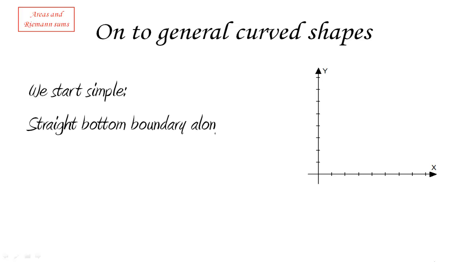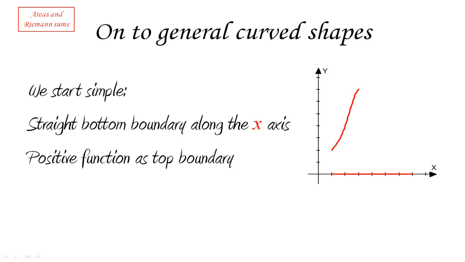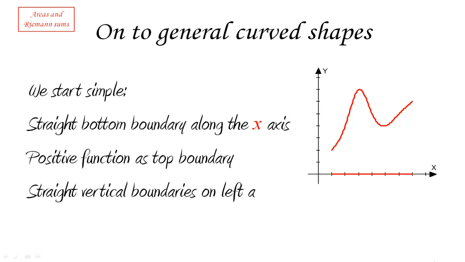For instance, we're going to look at a region whose bottom is straight and along the x-axis. Also, we're going to assume that the top is some positive function, so it looks like that. And we're going to assume that the left and right sides are straight vertical segments. So if you think about it, this is pretty much a rectangle. The only thing it's missing is that the top is not straight horizontal, but is some kind of curve. So we're almost there, but we're assuming that just one side of it has become curved.